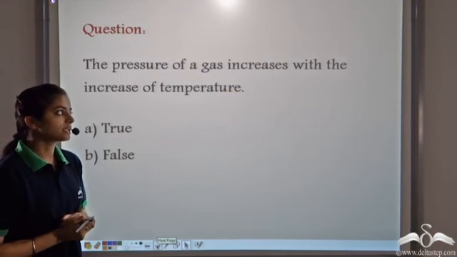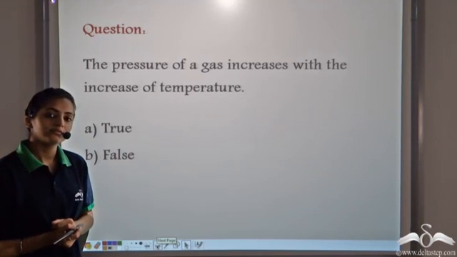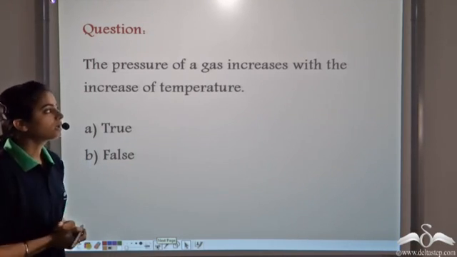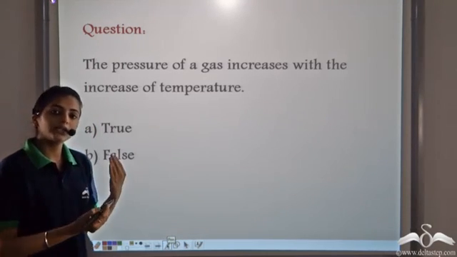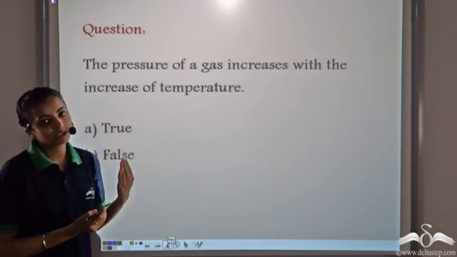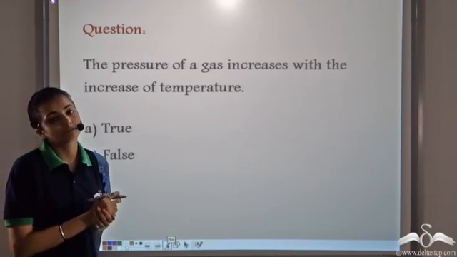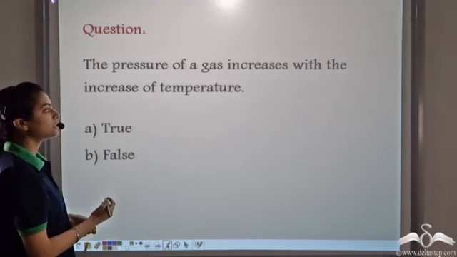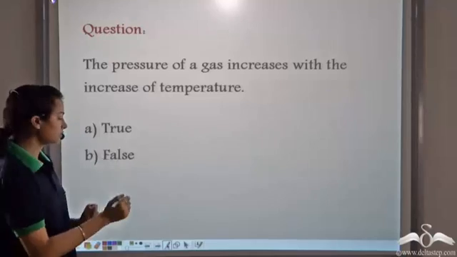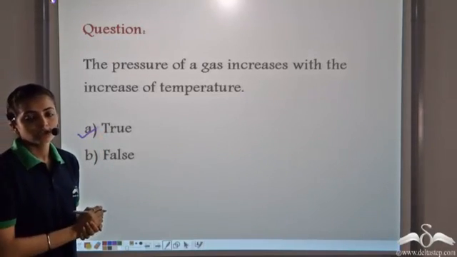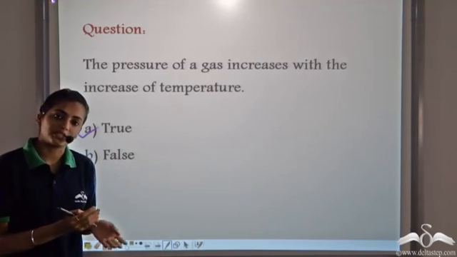The pressure of a gas increases with the increase of temperature. Is it true or false? We know as we increase the temperature, the kinetic energy of the particles increases, the speed of the particles increases, the number of hits per unit time increases, and so the pressure increases. So with the increase in temperature, pressure increases, and in the vice versa case, with the increase in pressure, the temperature increases.